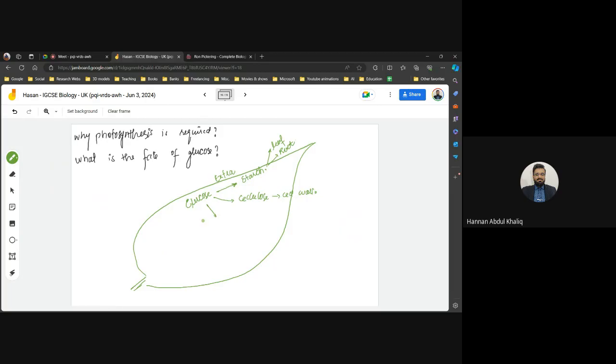We use the glucose and combine it with the fructose to make the sucrose. What is the purpose of it? Either we use the sucrose for translocation. What is the meaning of translocation? Translocation means transferring from one region to another, one organ of the plant to another, or we would be storing the sucrose directly into fruits.